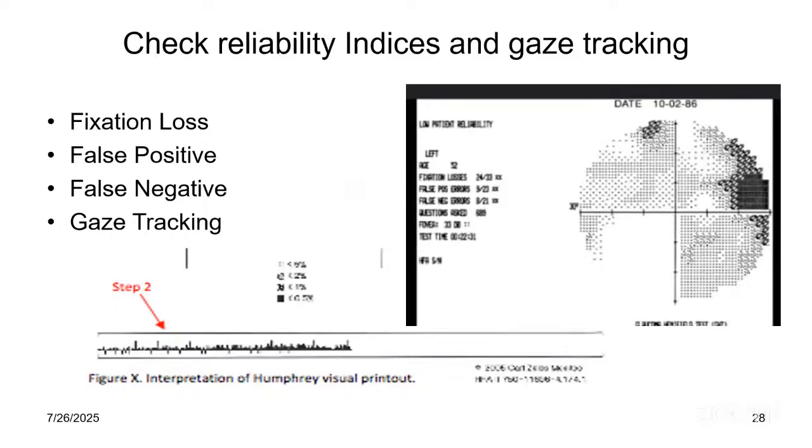And then for gaze tracking, you can see this graph here. This is tracking the gaze. The upward deflection actually means that there's loss of fixation, and the downward stroke means when the patient blinks.